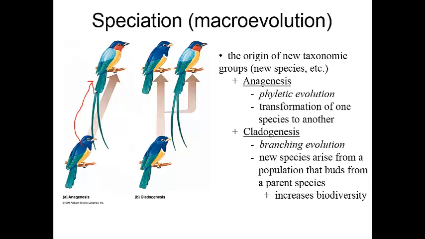Cladogenesis is also called branching evolution. That is when a new species buds off of the original species. Cladogenesis is useful because it's going to increase biodiversity, or it's going to increase the number of species that exist in an environment.